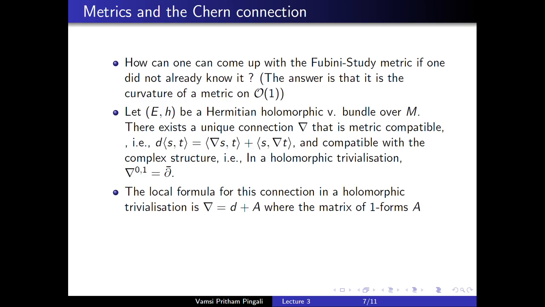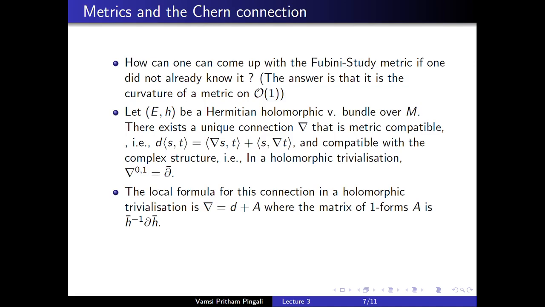So suppose you take a holomorphic trivialization, the connection is of the form D plus A. Any connection in any trivialization is of the form D plus A, where A is a matrix of 1 forms. Okay. This is a general fact about connections. There's nothing so specific about holomorphic vector bundles or anything here. Okay. But in a holomorphic trivialization, this particular connection has this formula.